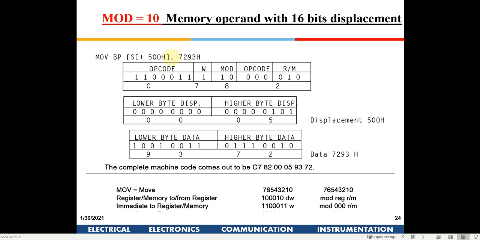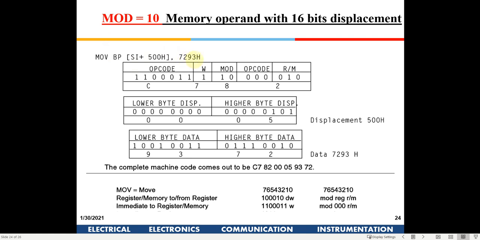Now, we are going to take 10, where the memory operand has a 16-bit displacement. So here I am writing MOV [BP+SI+500H], 7293H. In this memory location, we have to feed this data.